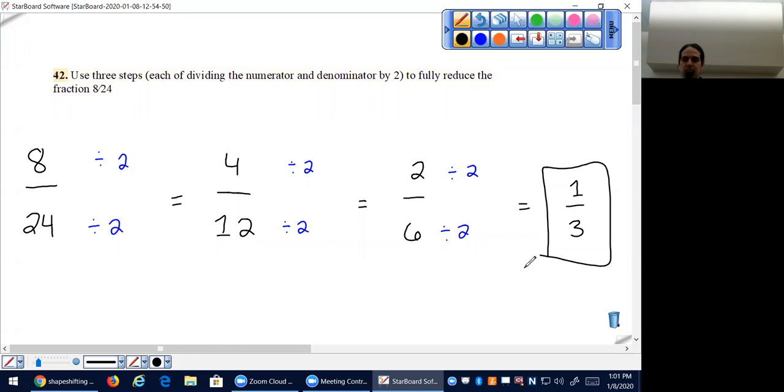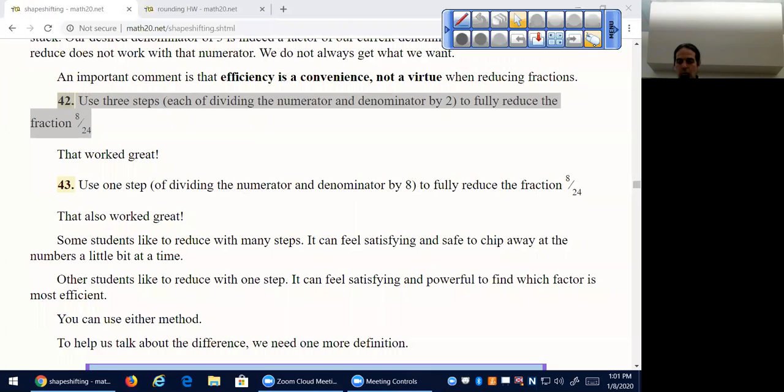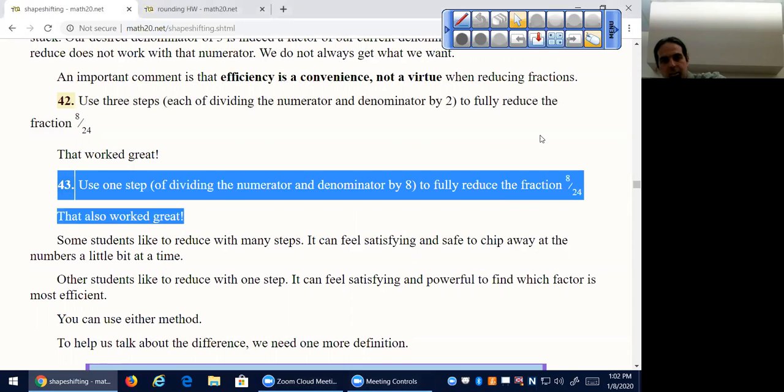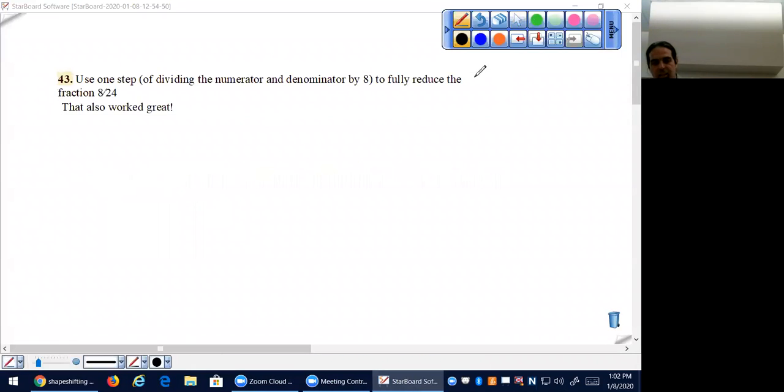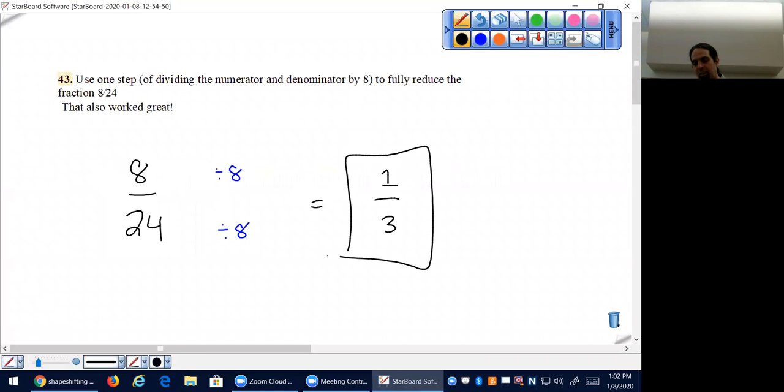You could also enjoy being clever and say that when I started with 8/24, I can see that 8 goes into both of those. And I can get to the same 1/3 answer with much less writing. And if that works for you, then that's great too. So either one doesn't matter to me.